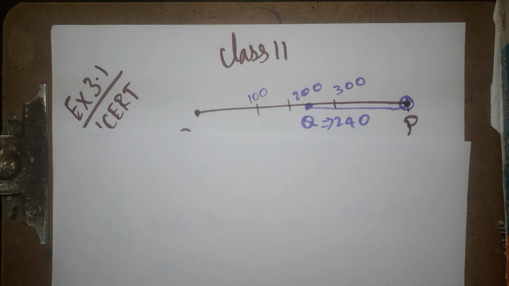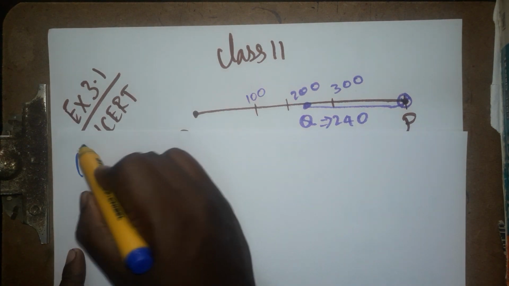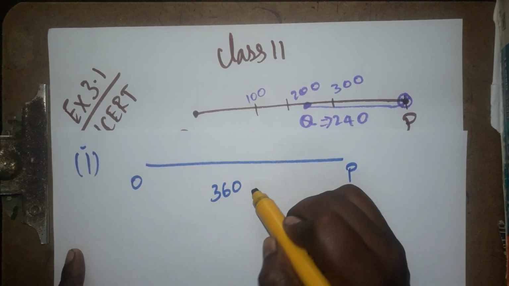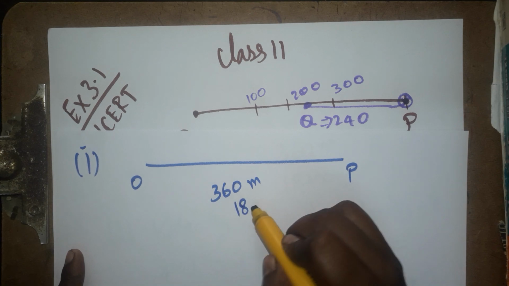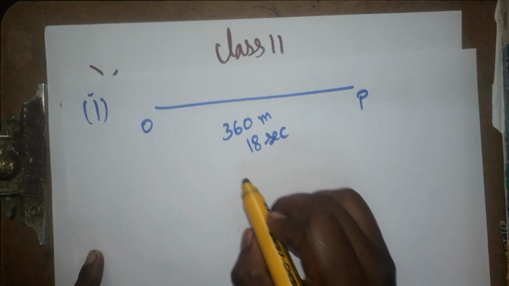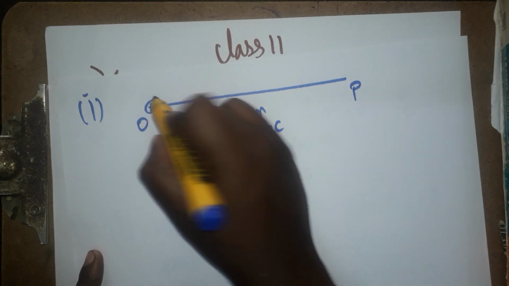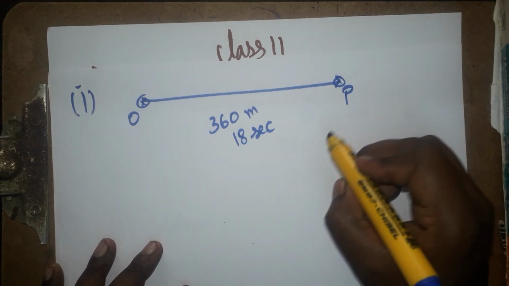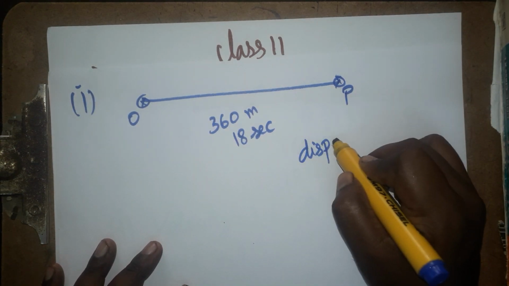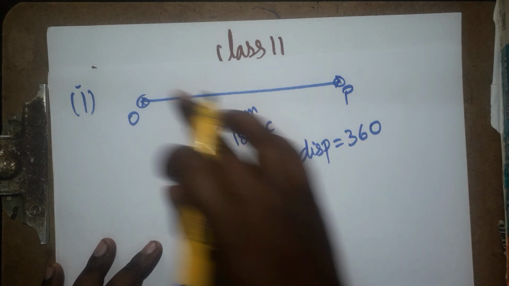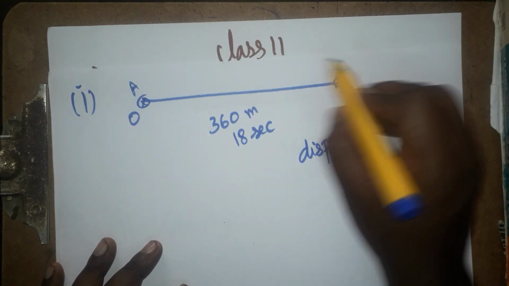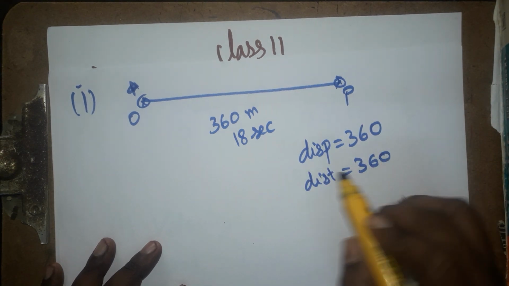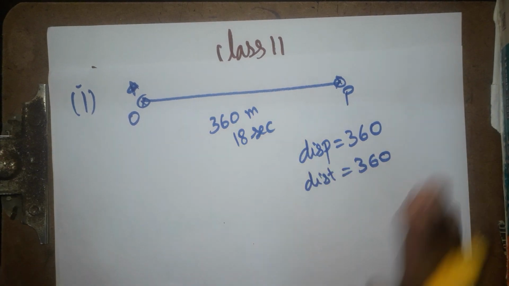See here, case 1. In the first case, speed and velocity are asked. The object is moving from O to P. How much distance is it? It is 360 meter. How much time is taken? 18 seconds. First we'll do the distance. Distance from one point to another point; the shortest distance between the starting and ending point is the displacement. When the object is moving in a straight line, distance and displacement will be the same. When the object is moving from O to P, distance and displacement are the same, because the object moves in a straight line from one point to another.